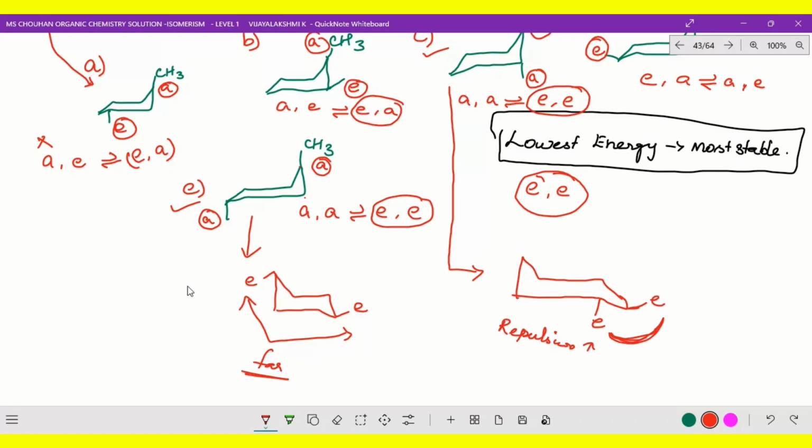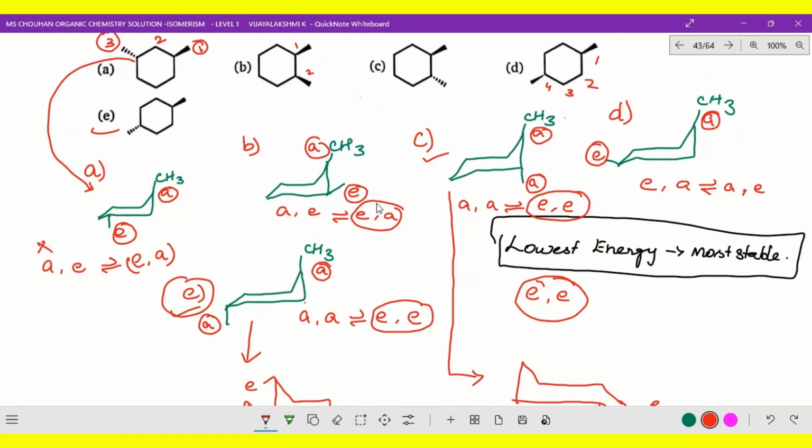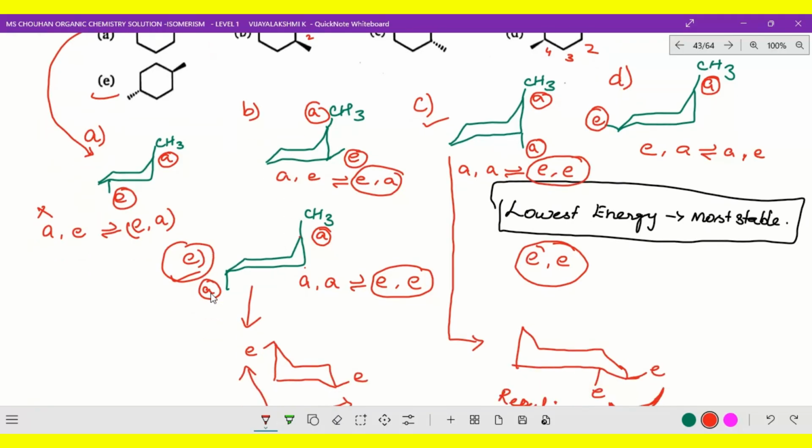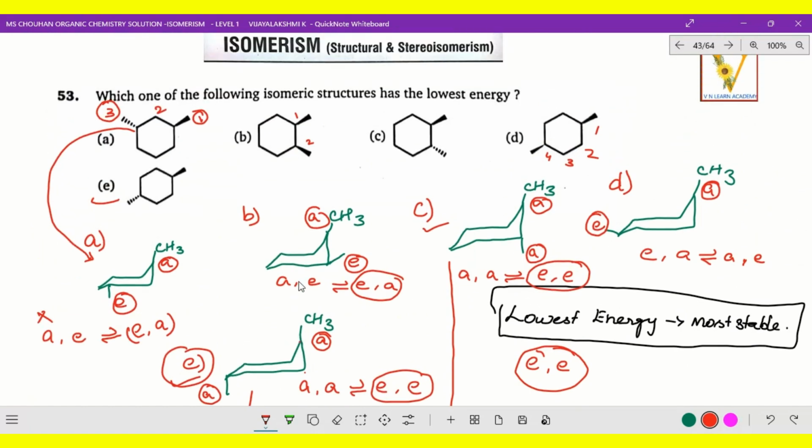So which is the correct option? Option E is the correct option, which has less energy and more stable. So less energy and more stable. So C, E is the correct option. Option A is the correct option. I hope you got the clarity. So first I brought the chair position, and then in the chair position C and E, this third form and fifth form are similar. We got it. In that, which is highest energy, we got it. I hope you got the clarity. Come on, let's go to the next question.